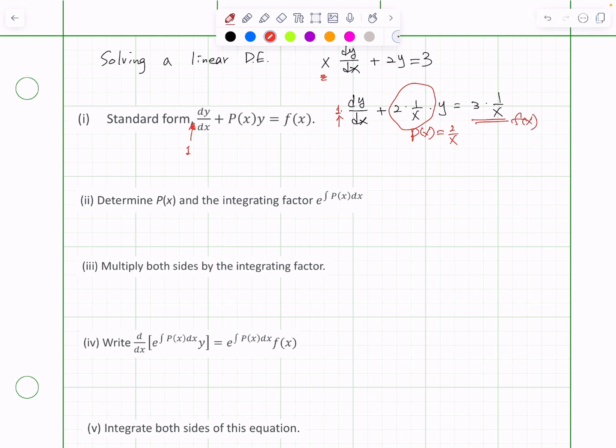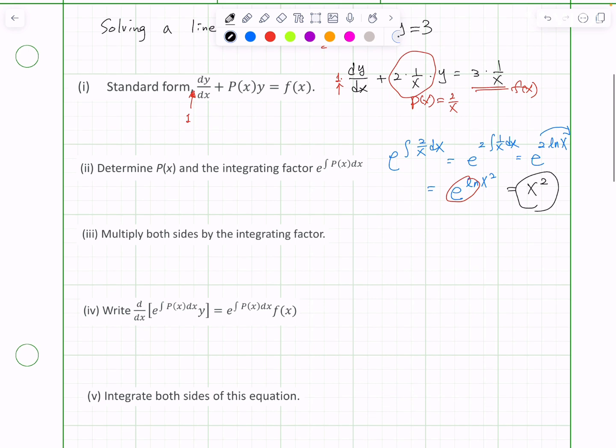Good. Step number 2. We need to find the integrating factor: e to the integral of P of x, 2 over x dx. That equals e to the, you can take the 2 in front of the integral of 1 over x dx, and then that is e to the 2 ln x. For the log, the coefficient can go to the power, so e to the ln x squared. Now these cancel each other, so we get x squared. That's the integrating factor.